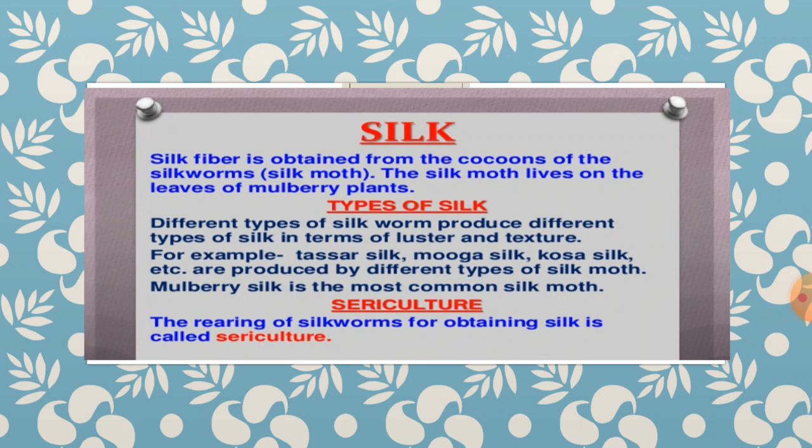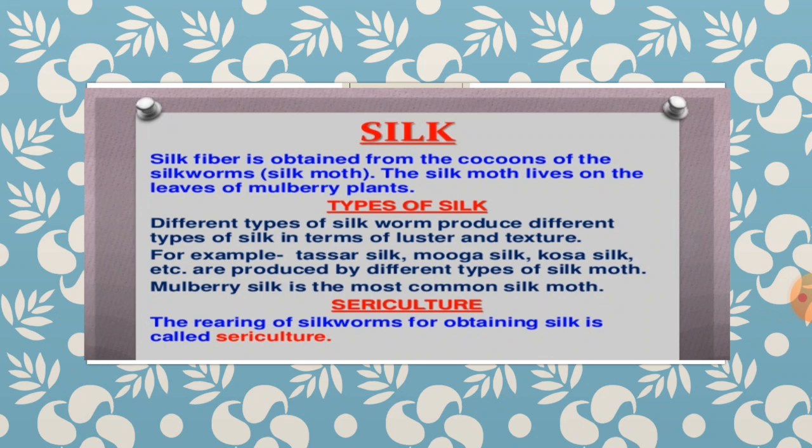Students, in our previous video, we discussed the wool industry, the processing of wool, how we get wool from the sheep, as well as the uses of wool and the health hazards associated with the wool industry. Now, students, today we'll be discussing all about silk: how we get silk from the silk moth or silkworm, the uses of silk, the types of silk, as well as the health hazards associated with the silk industry.